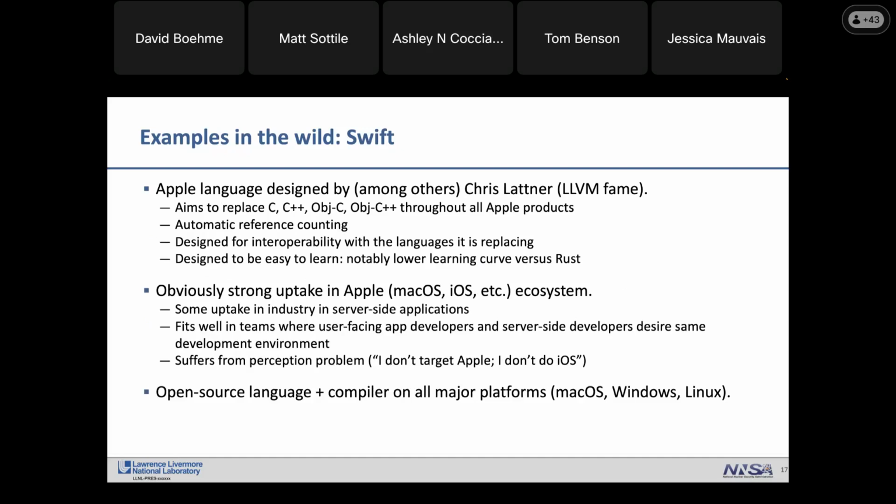Outside the systems world, one that doesn't get as much love as I think it should is Swift. This is Apple's language that Chris Lattner, one of the LLVM developers, was one of the inventors of. And this is an interesting one because Apple's realized that they're constantly fighting memory safety problems throughout their entire software stack. And this is why we keep getting iOS updates and other things. And they're trying to replace every language in their stack: C, C++, Objective-C, and Objective-C++. They want to replace them with Swift.